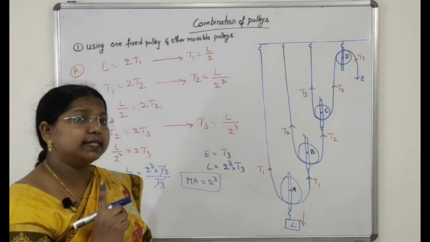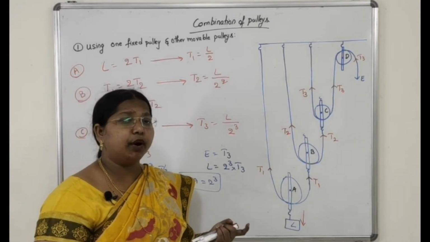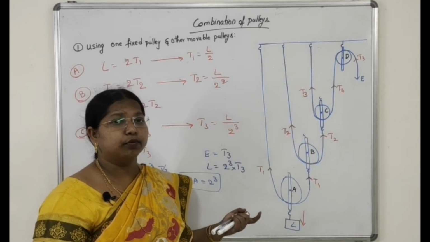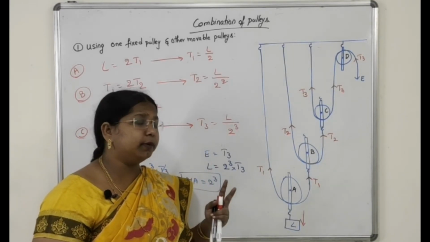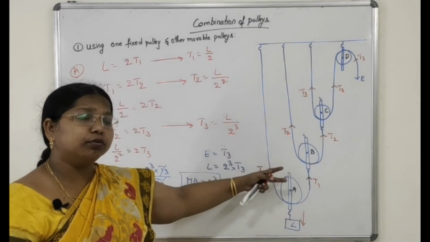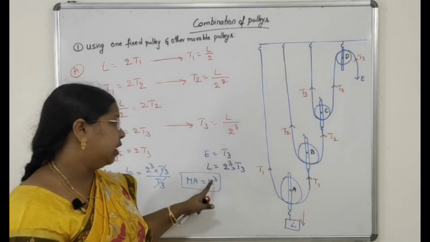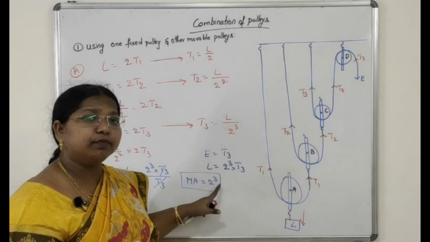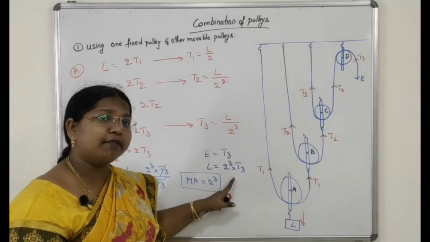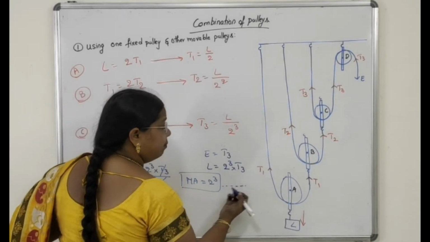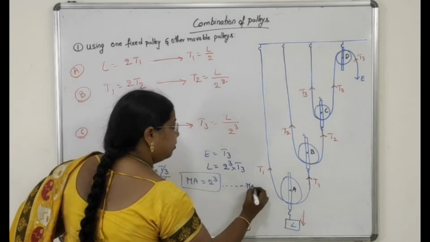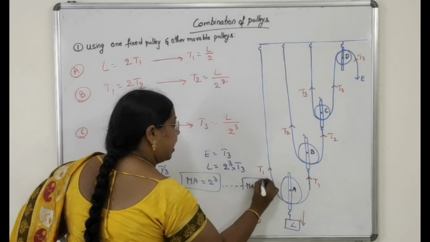When we used one single pulley in the last video, we got MA equal to 2, which means MA is equal to 2 power 1 mobile pulley. If we are using 2 mobile pulleys, MA is equal to 2 power 2. Now we are using 3 mobile pulleys, MA is equal to 2 power 3. If it is 4, 2 power 4. If it is 5, 2 power 5. Suppose we are using N number of pulleys, then MA will be equal to 2 power N.